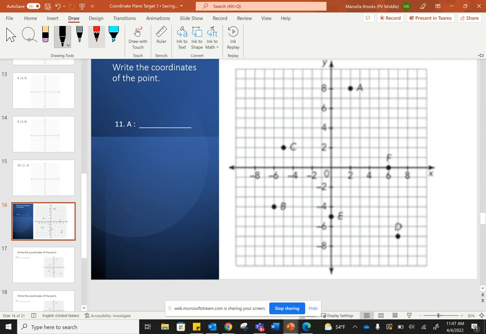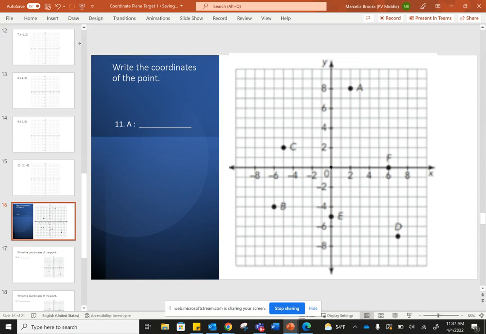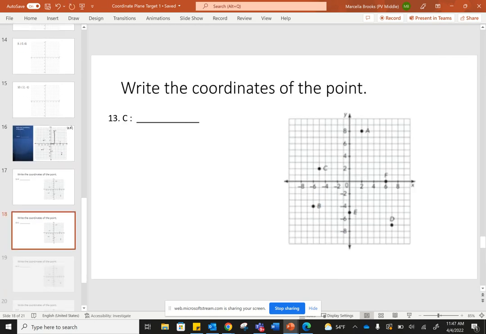I am going to just count. Here we go. So I start at the origin. I'm going right 1 and 2. So my x coordinate is +2 because I went right. And then my y coordinate is however far I go up. Because I'm going up, it's going to be positive. So I go up 1, 2, 3, 4, 5, 6, 7, 8. So 2, 8, that's the coordinates for point A. Okay? So you guys are going to try to do that on your own.